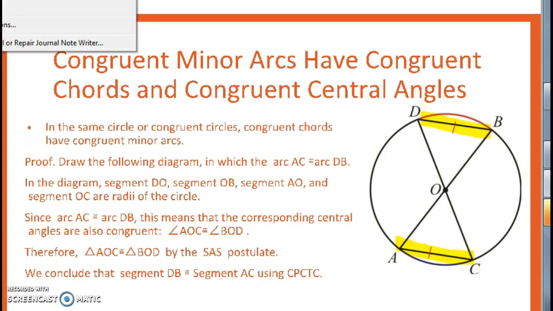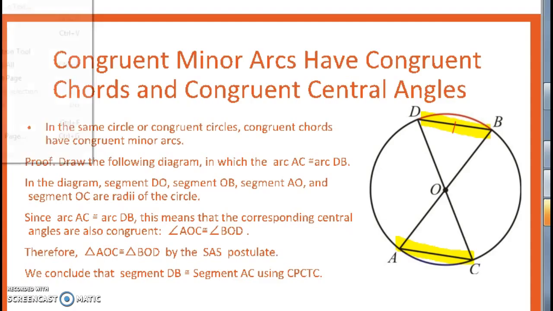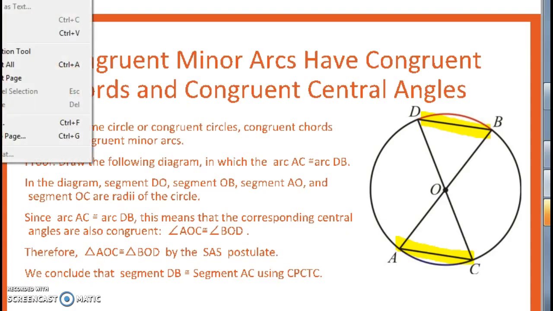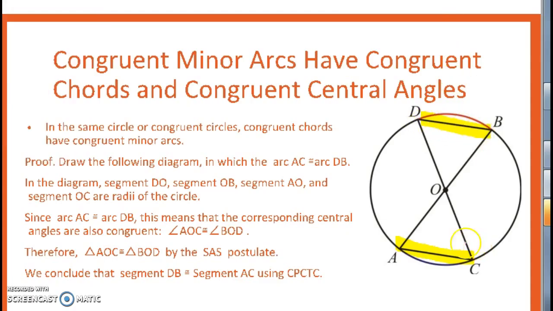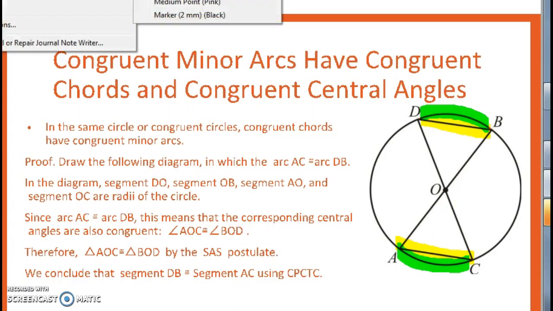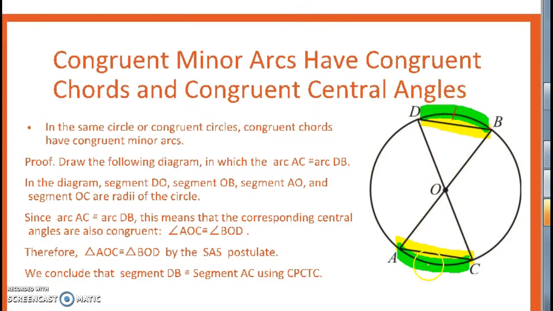or sorry, let me take that back. Let's start with, we want to show that these chords are congruent. So let's start with this diagram here in which arc AC is congruent to arc DB. This time I'm going to start with the arc measures, so let me highlight those in green. Arc DB and arc AC, I'm going to say that those are congruent to start with, so let's put a mark on each of those.